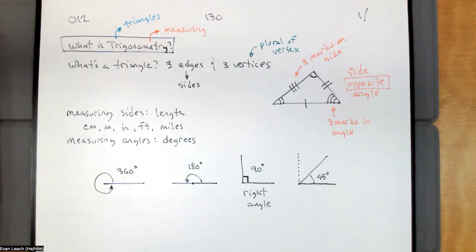If I take two 90s, I get a 180. If I take four 45s, I'll get a 180. If I take two 180s, I get a 360. It's just fractions of a circle. And we have 360 all the way around. This is because 360 is an awesome number.